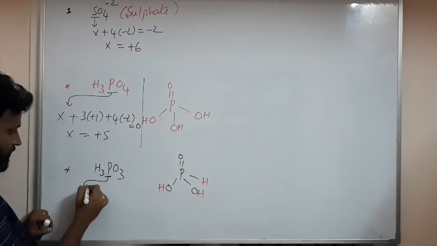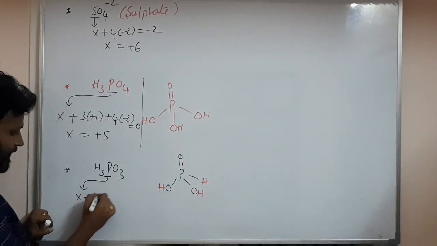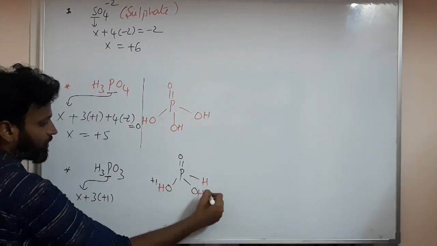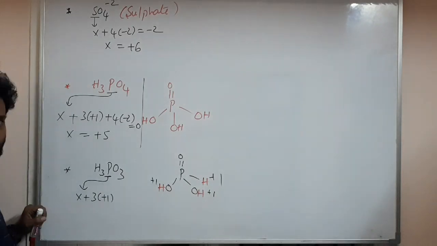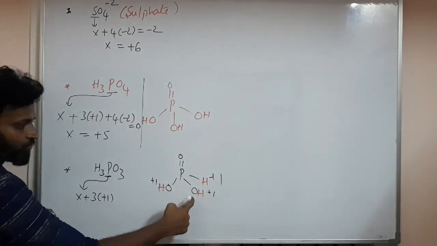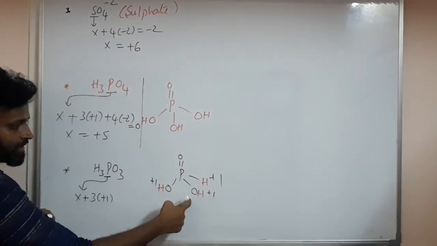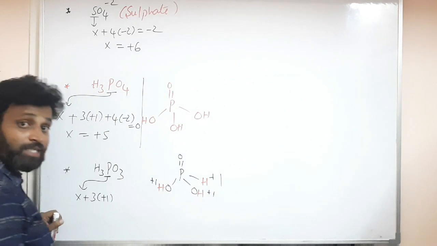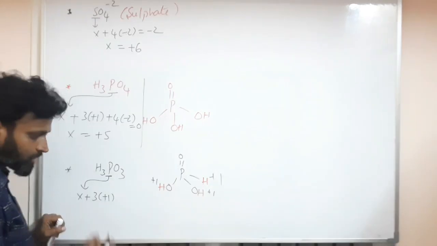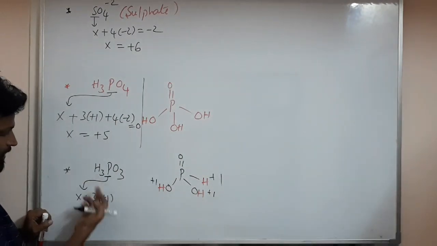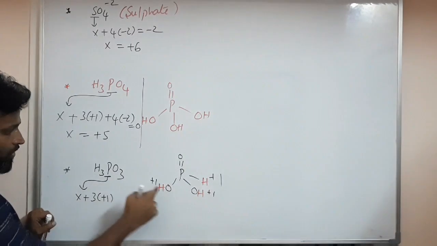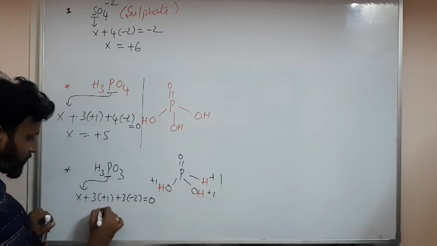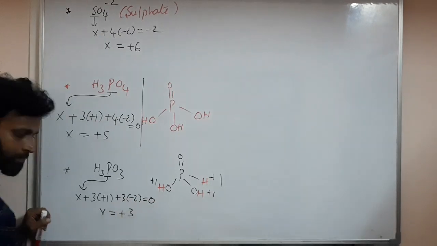Here, what is the oxidation state of phosphorus? x plus 3 into +1 because 3 hydrogens. Hydrogens are +1, or not? +1, +1, +1 like this. Oxygen -2, -2, -2, total -6. -6 plus 3 is -3, which means x is +3, because x - 3 remains. Understood? Otherwise follow this: 3 hydrogens, 3 into +1, all oxygens are in oxide form, so 3 into -2, equal to 0, then x equals +3.